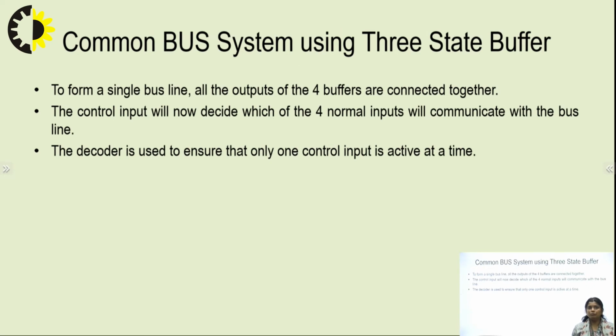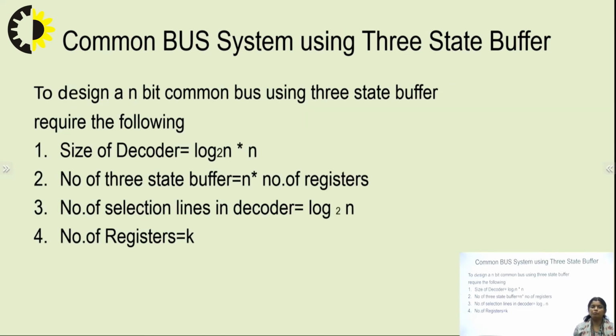When we design the common bus system using 3-state buffers, there are some summary points. If we create an n-bit common line bus with the help of tri-state buffers, the size of the decoder will be log base 2 of n into n, and the number of buffers required is n into the number of registers, where the number of registers is k. The selection lines of the decoder will be log base 2 of n.